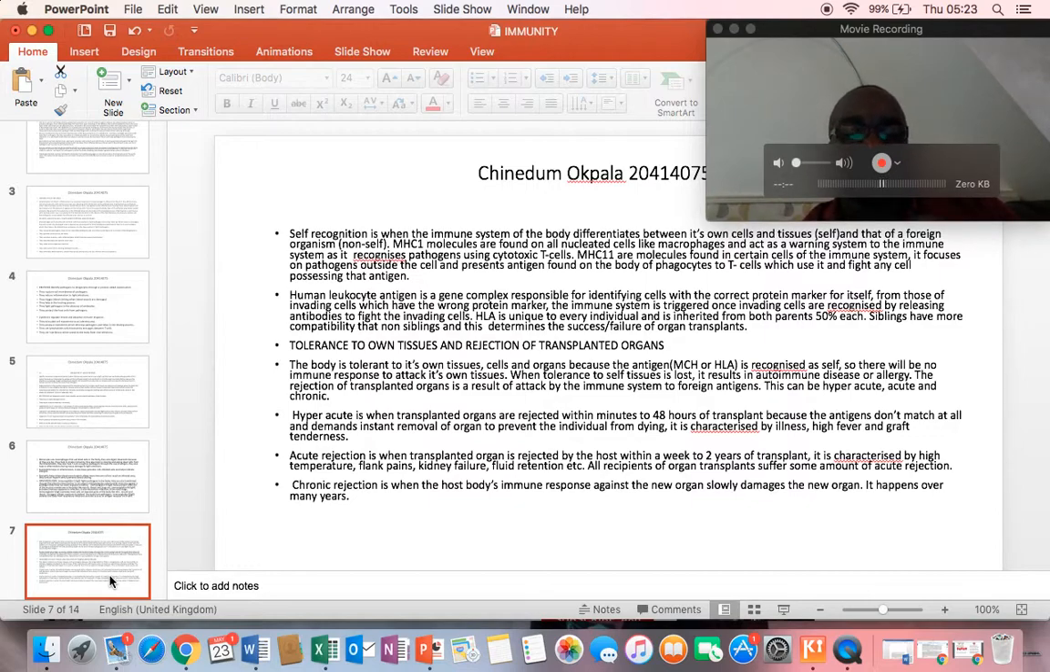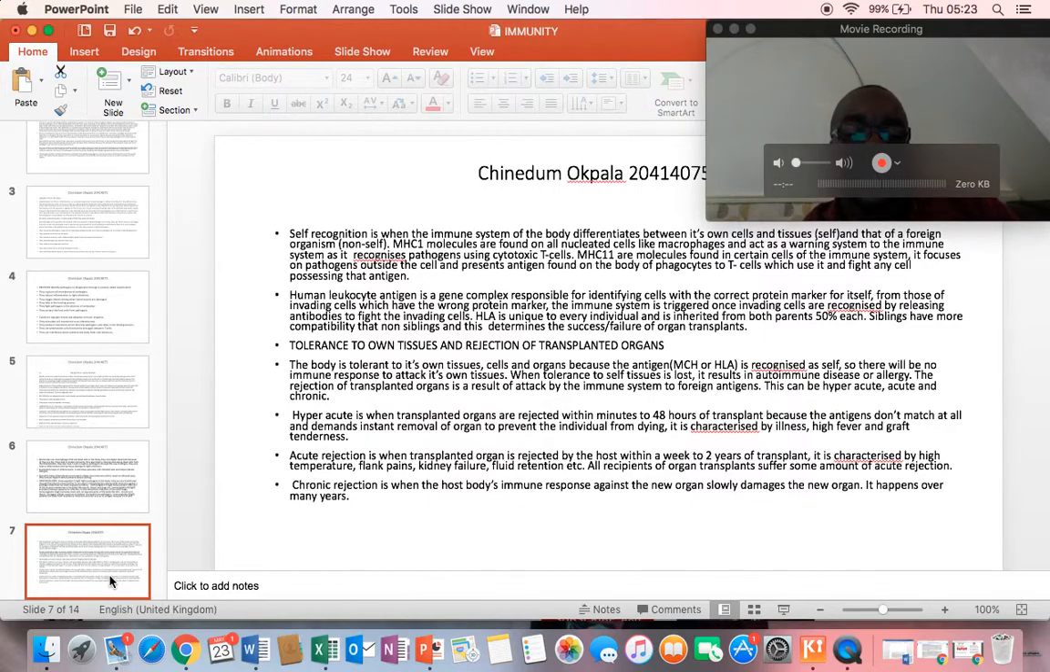The rejection of transplanted organs is a result of attack by the immune system on foreign antigens. This can be hyperacute, acute, or chronic. Hyperacute is when the transplanted organs are rejected within minutes to 48 hours of transplant because the antigens don't match at all, and it demands instant removal of the organ to prevent the individual from dying. It is characterized by illness, high fever, and graft tenderness.